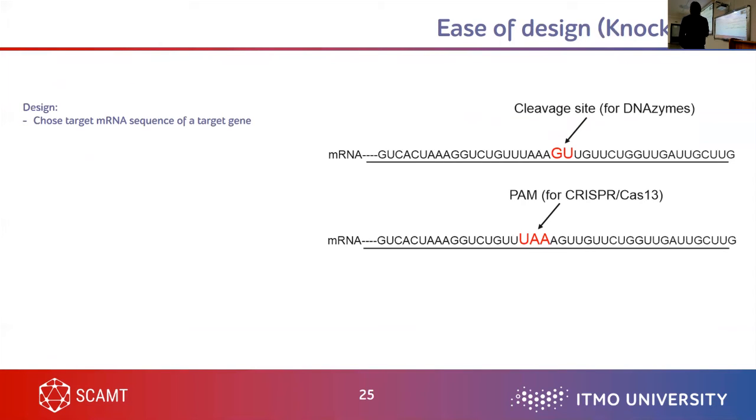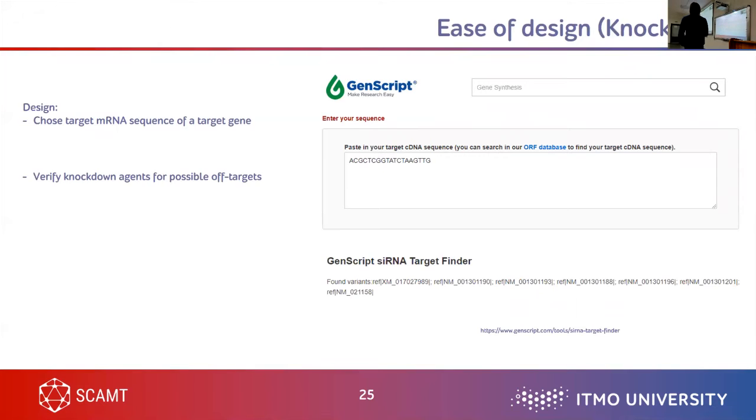Now for knockdown. Firstly we need to choose the target mRNA sequence, the target gene. For example, there is a target for DNA enzymes. There is a target for CRISPR-Cas13. After that, we need to verify knockdown agents for possible off targets, as in the case with the knockout tools. We can use the software called GenScript, and here we can verify our designs of knockdown tools for possible off targets.